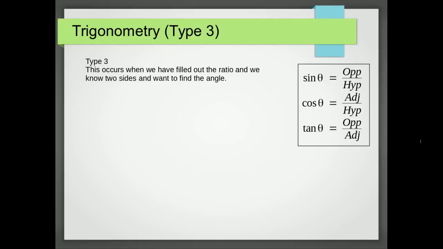In this video we're going to look at type 3 problems. Type 3 problems occur when we know two of the sides of a right angle triangle and we're trying to find out the angle. So we have the trig ratio of the unknown equals one of the sides divided by the other, in accordance with the ratio that we need to use.